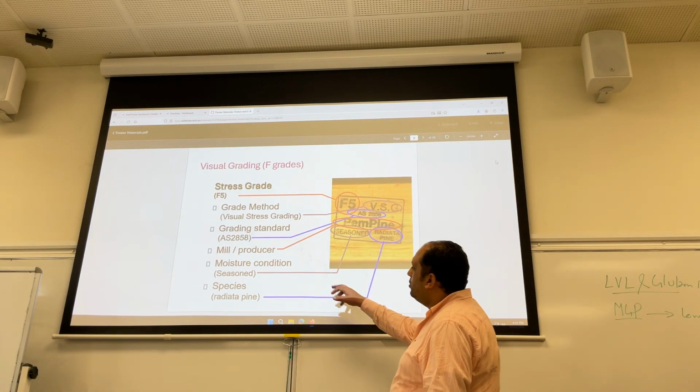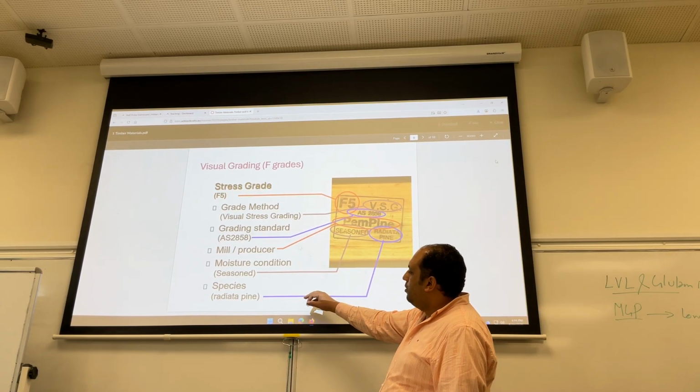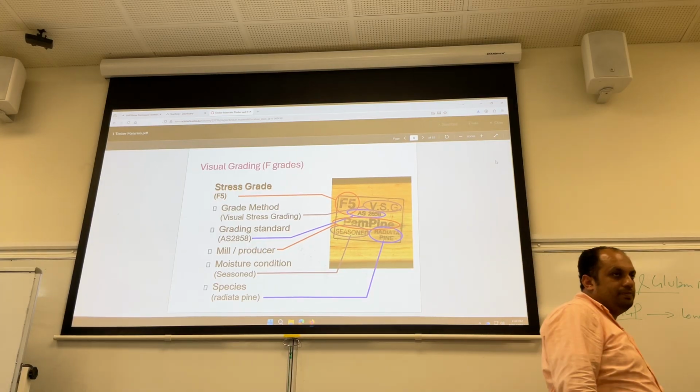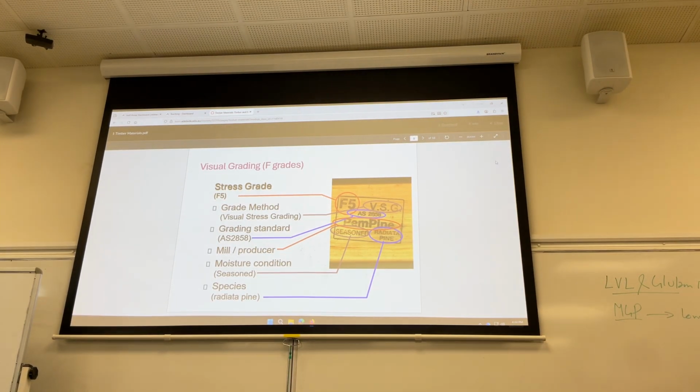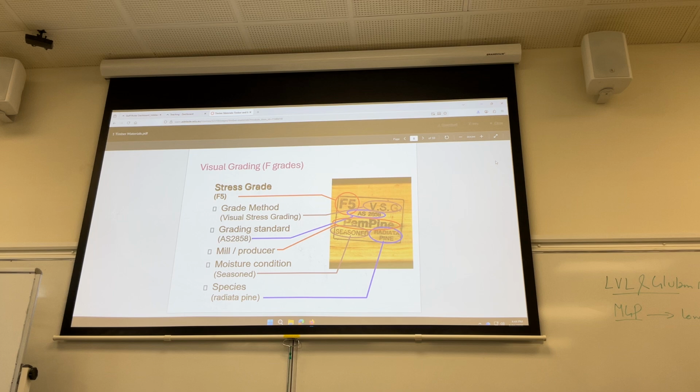So this beam bind is the manufacturer or the mill. The species or the tree is the data bind. So this stamp has all or most of the data we need. Actually, what we need in our structure design for timber, two information: the grade F5, what else? Seasoned or unseasoned. So these two information are important.